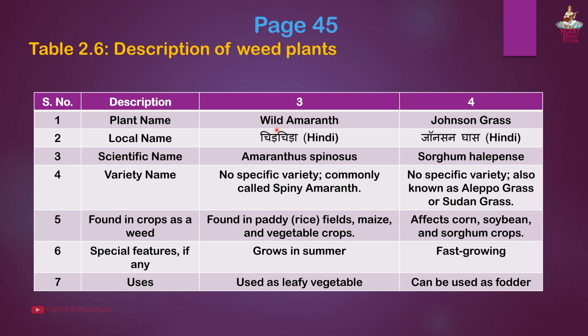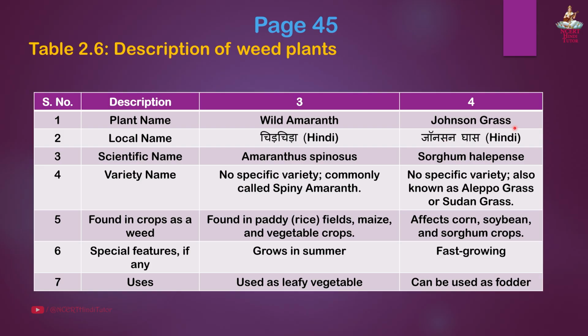purpose. Next, wild amaranth. Local name Chidchida, Hindi. Scientific name Amaranthus spinosus. Variety name: no specific variety. Commonly called spiny amaranth. Found in crops as a weed, in paddy, rice fields, maize and vegetable crops. Special features, if any: grows in summer, used as leafy vegetable.